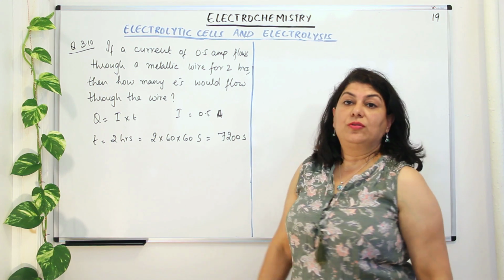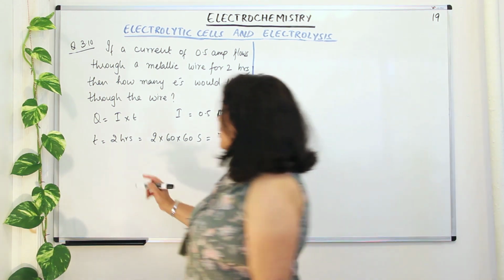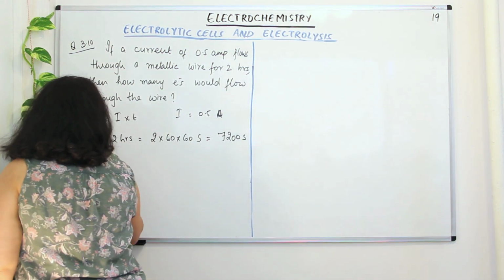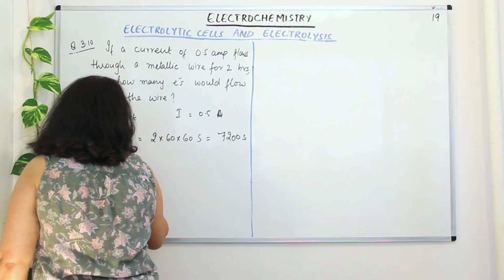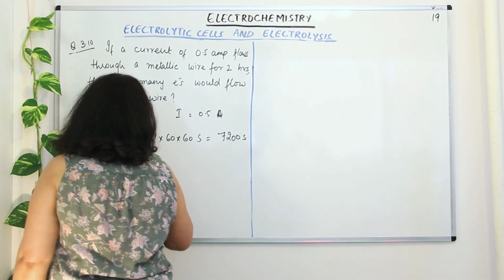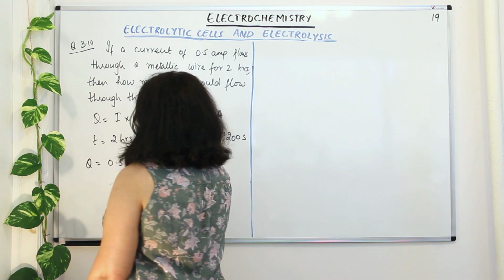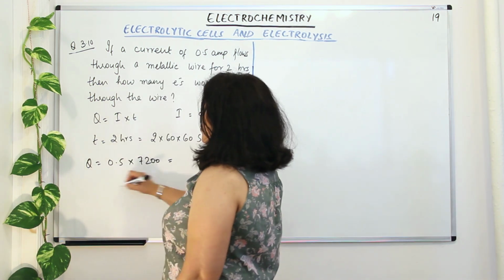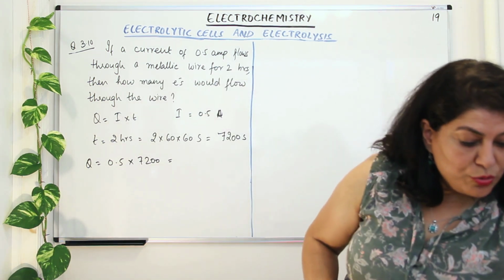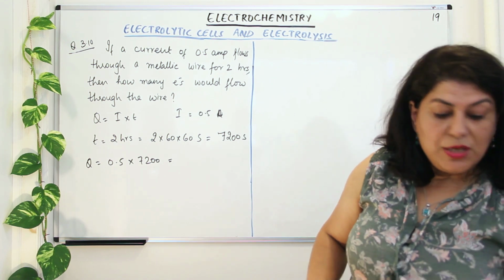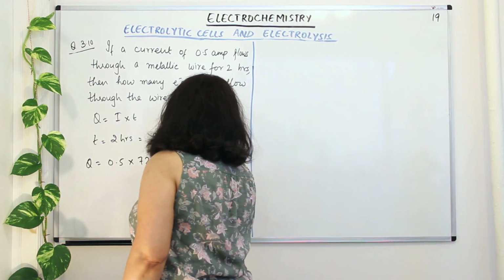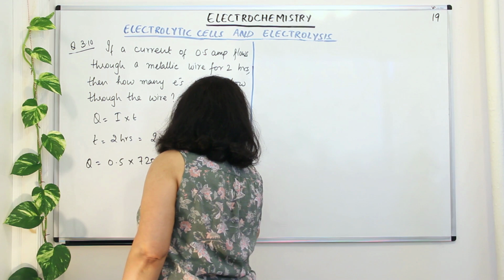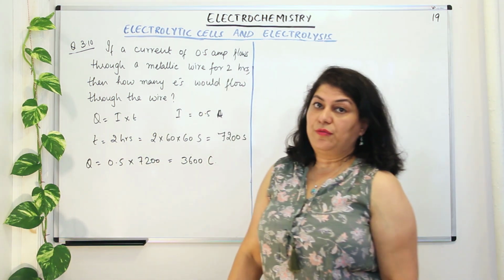Now you need to find out the quantity of electric current in coulombs. So Q would be equal to 0.5 into 7,200. 0.5 amperes into seconds, and the answer will be in coulombs. So when you do this, this is half of 7,200 would be how much? 3,600 coulombs. This is 3,600 coulombs is the amount of current formed.